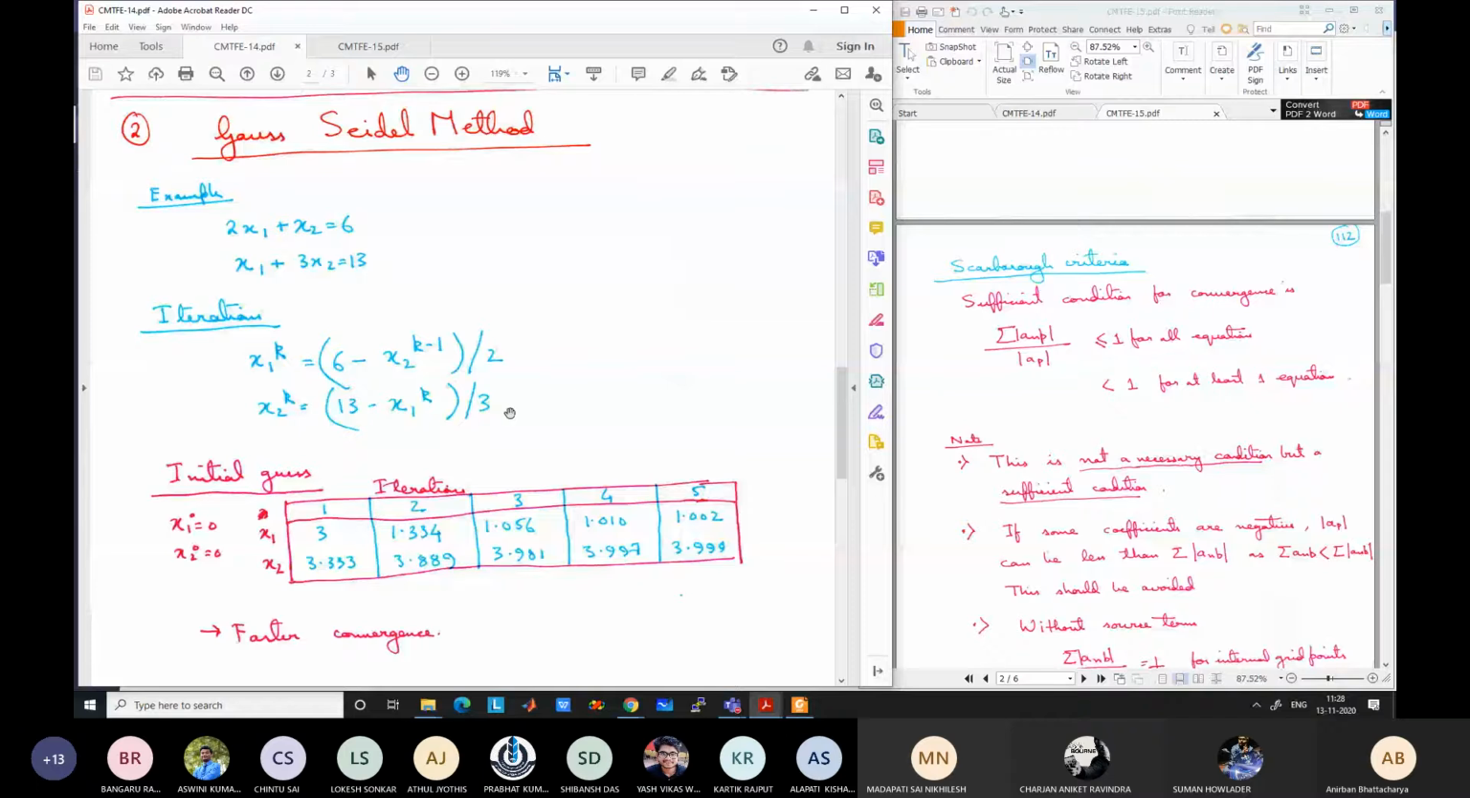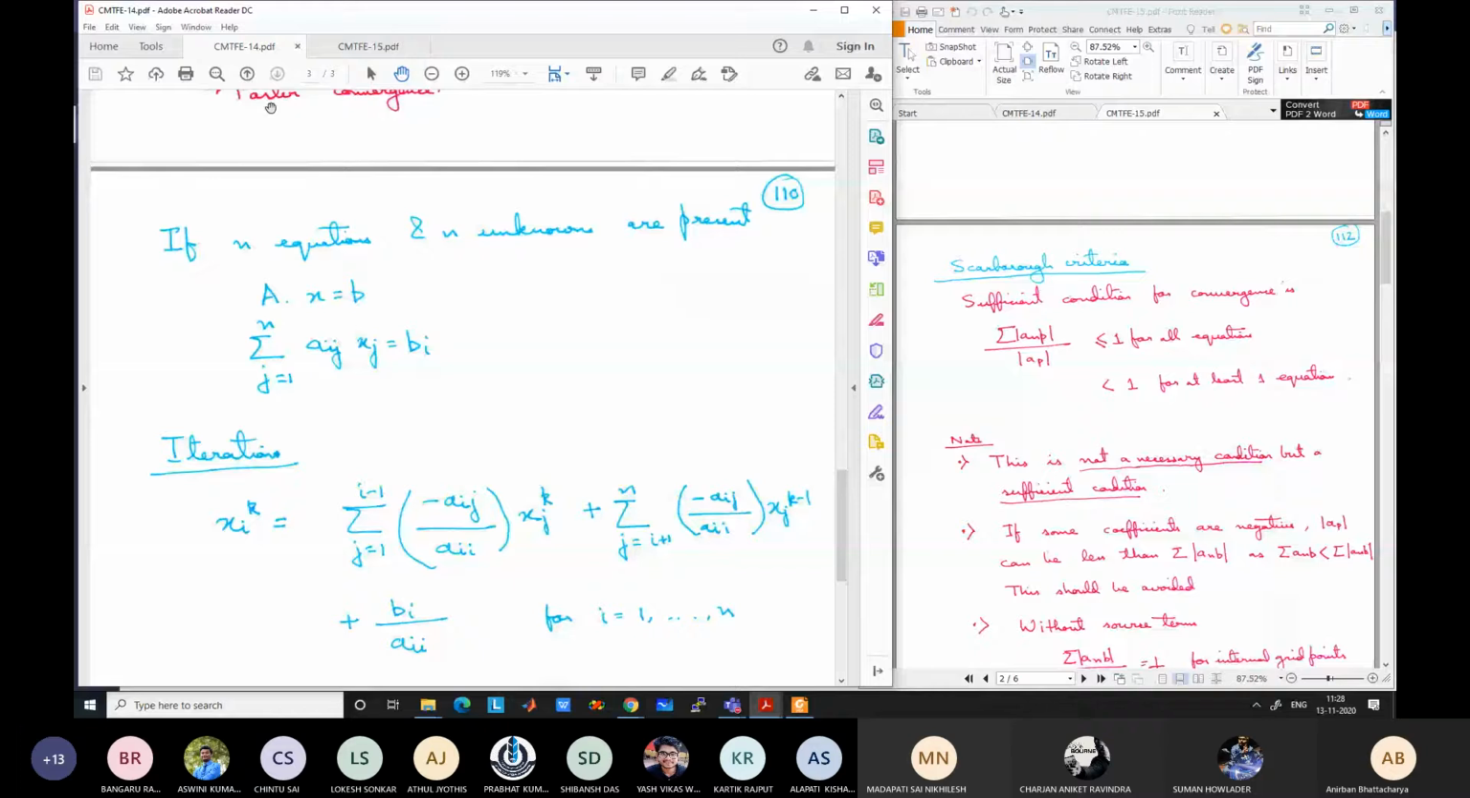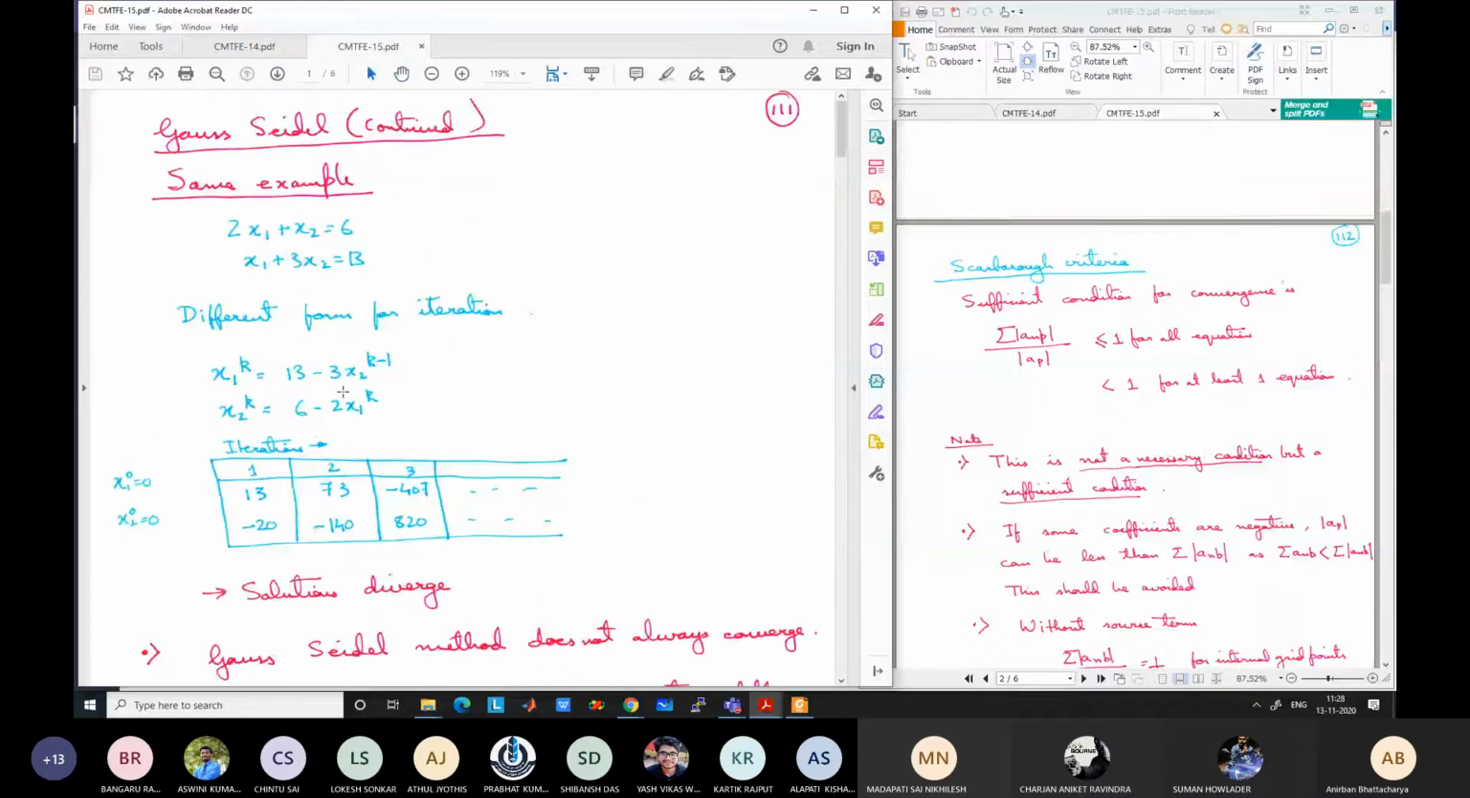In the other case that we have seen today, same equations but written in a different form, the coefficient, mod of AP is 1 and mod of A NB is 3. So it does not satisfy this Scarborough criteria. Even the second equation is also not satisfying. Even if one equation does not satisfy, it does not satisfy this Scarborough criteria.